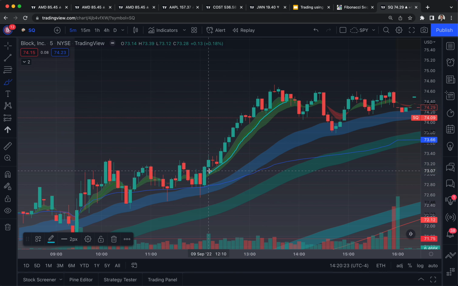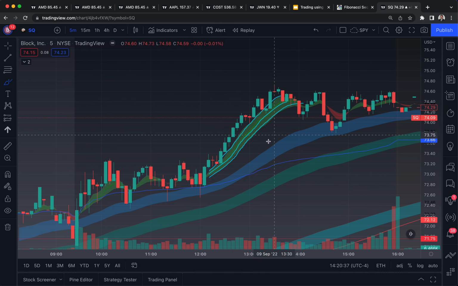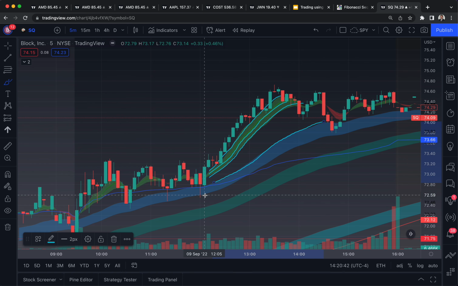And then we have the 5 EMA on the inner bound and the 13 EMA on the outer bound. So it's creating a zone rather than one line, if that makes sense. Now, the same thing is happening here. We have the 34 EMA on the inner bound and the 50 EMA on the outer bound, okay?